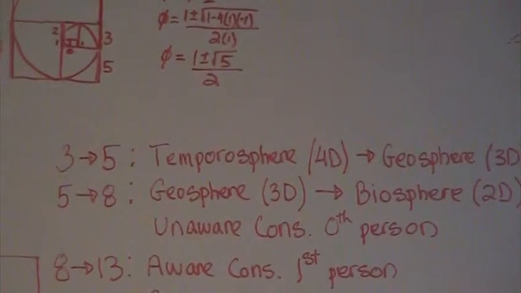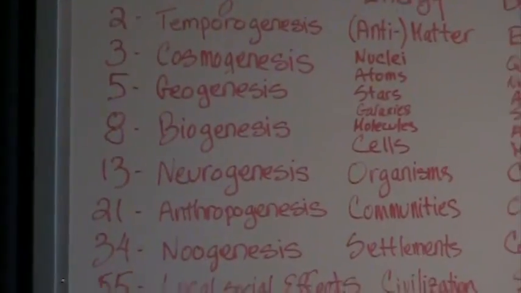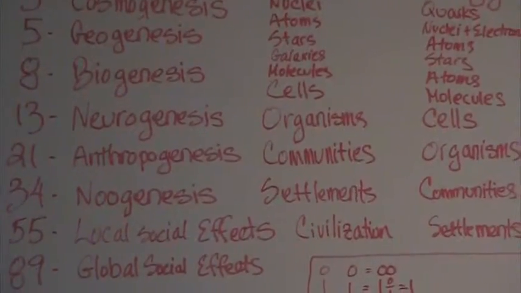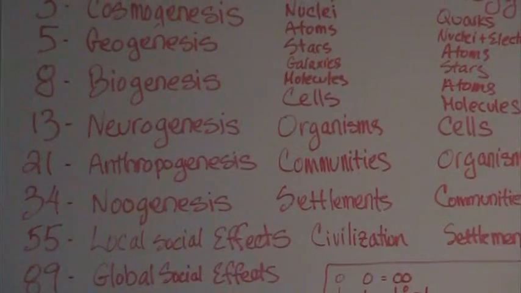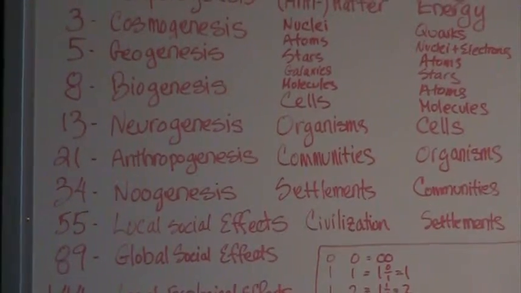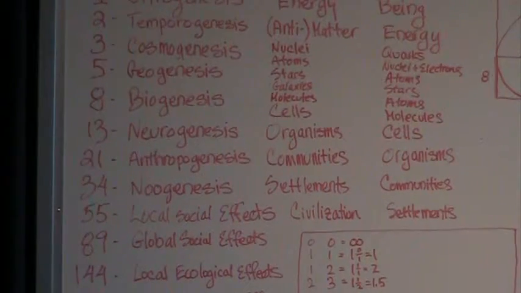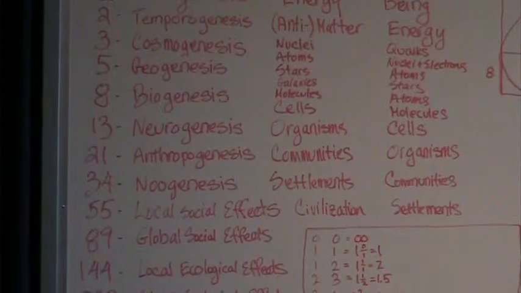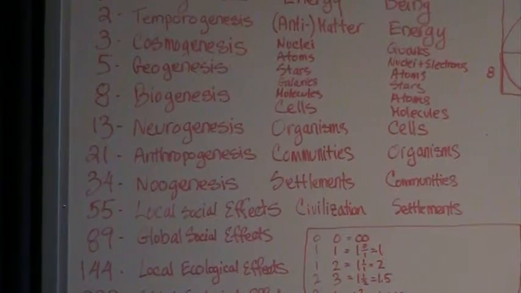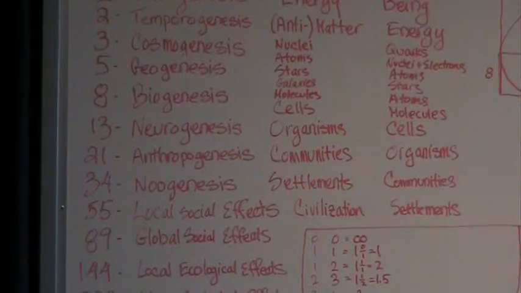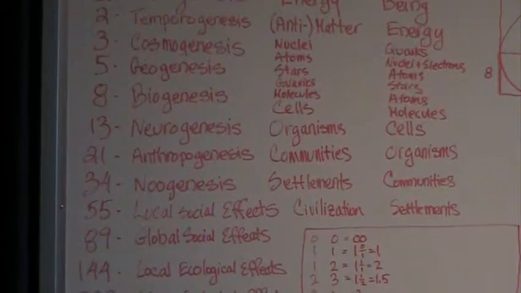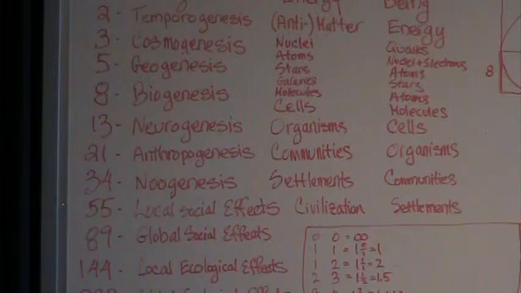From 8 to 13, the phase change is complex life. So at 13, you've got nervous systems, and cells are becoming organisms. From 13 to 21, you've got the phase change of reflectivity, which is really important for Teilhard. The 2-dimensional biosphere reaches a threshold where it starts to fold back in on itself into a tighter dimension of 1. 21 is anthropogenesis, and then there's a phase change where you've got hunting and gathering, and that leads you to 34, which is noogenesis, and then there's a phase change, which is agriculture.